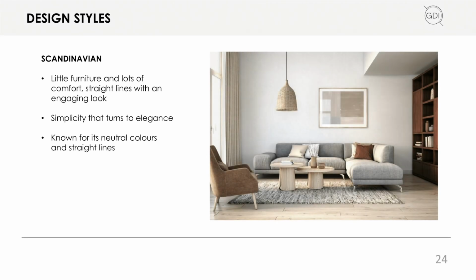Another minimalist concept that requires simplicity and elegance is Scandinavian design. Some of the features that you can see in the picture on your screen include little furniture with lot of comfort, straight lines with an engaging look, and then sophistication with no pretension. Scandinavian design combines functionality, simplicity, use of neutral colours, and straight lines.